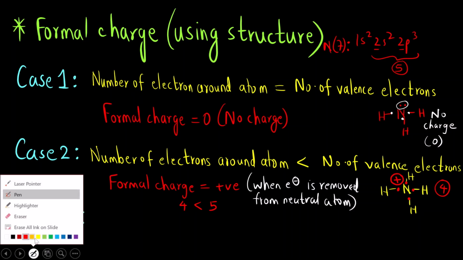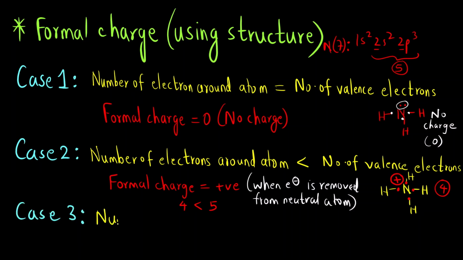Okay, and the last case is when the number of electrons around the atom in a Lewis structure is greater than the number of valence electrons.